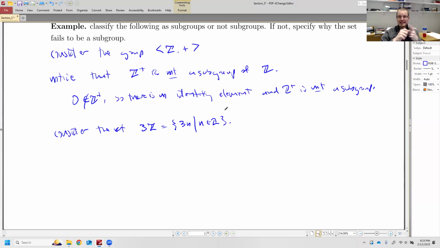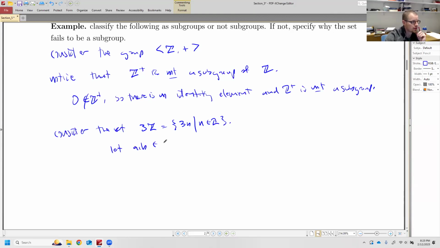So I have identity, 0. I have inverses, just choose a negative n for whichever thing I ended up with. That's sort of a situation there. So associativity is inherited from the fact that Z is a group, so there's no issue there. I have identity, I have inverse, and of course, I can verify closure here.